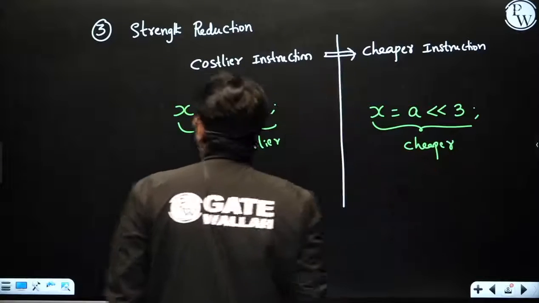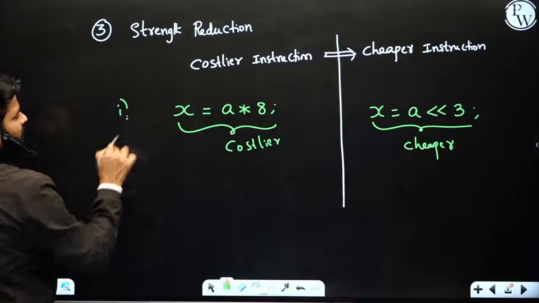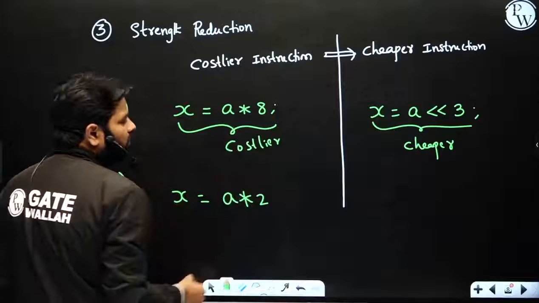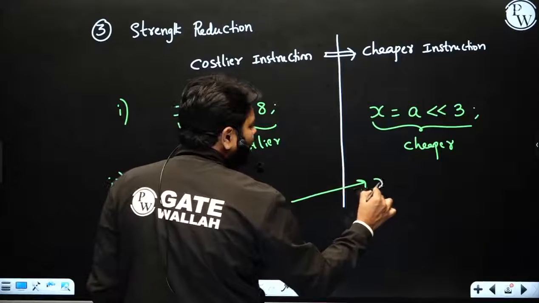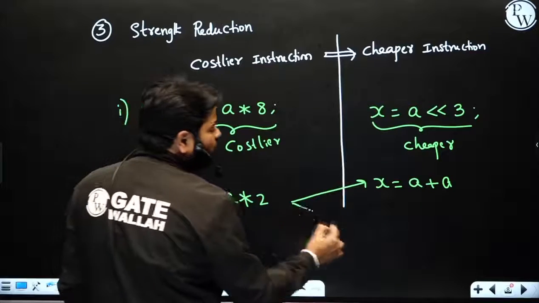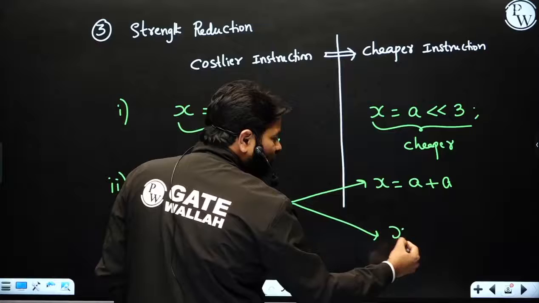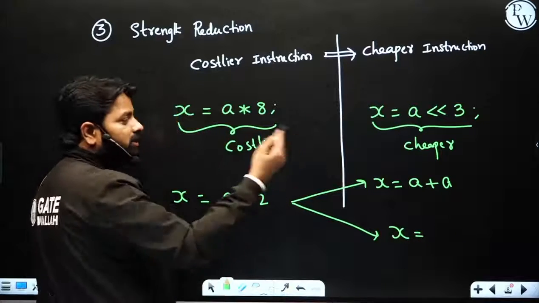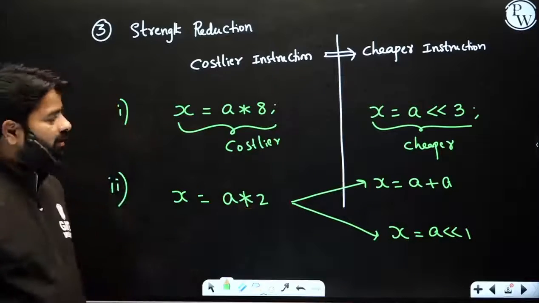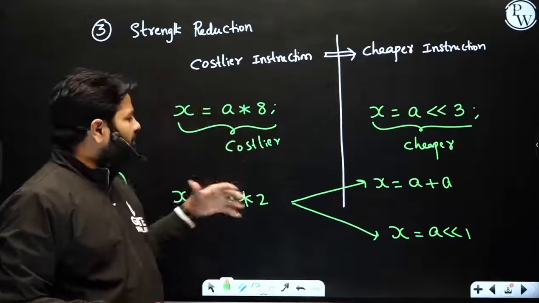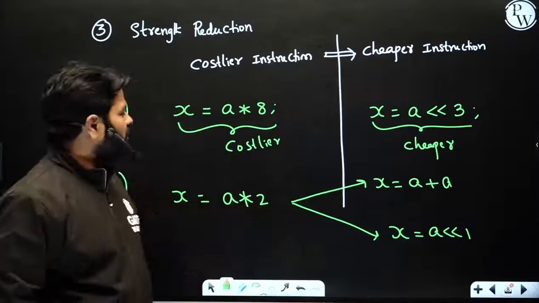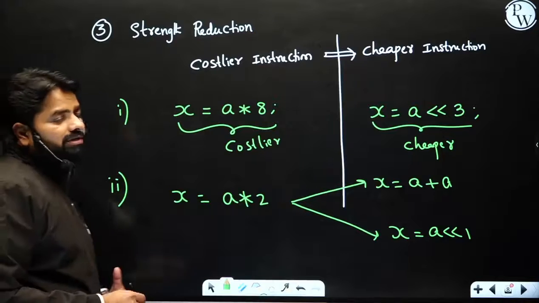Now, not only this, you have other examples too. This is the first example. The second example: let's say you want to multiply a with 2. This can be done in two ways. One, you can do it with addition, or, if you have shift operator support, you can also do a left shift by 1 bit. Both will give you the same answer. Multiplication and division can be replaced with a left or right shift, depending on how you use them. So this is one advantage of strength reduction.